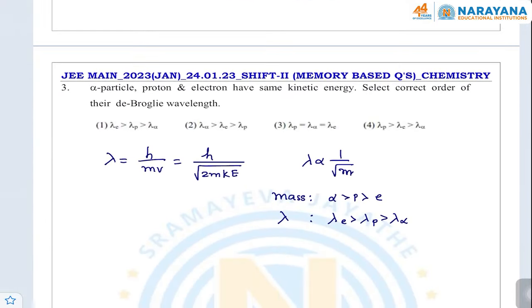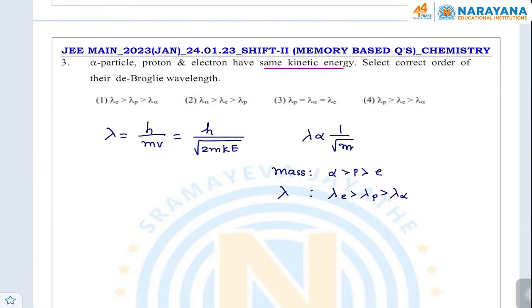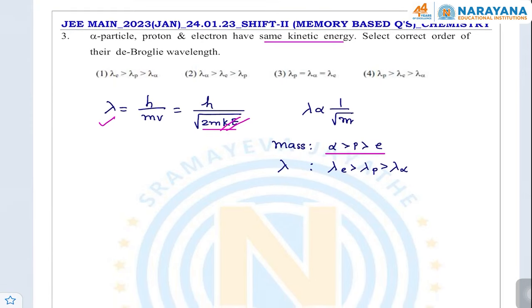The next question, very simple question based on de Broglie wavelength. It is asked, the alpha particle, proton and electron have the same kinetic energy. What is the order of wavelength? So we know that de Broglie wavelength lambda is h by mv, which can be written as h upon square root of 2m kinetic energy. As kinetic energy is same, you can write lambda is inversely proportional to square root of mass. All of you know that mass of alpha particle is more than proton is more than electron. So we can conclude that more the mass, less is the wavelength. So wavelength of electron is more than proton is more than alpha particle.